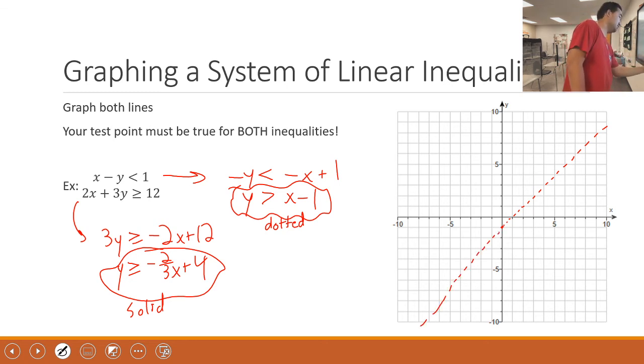There we are. Oh, shoot. Almost a straight line. Okay, and then negative 2/3 x plus 4. So down 2 over 3. We're going to do a solid line for that one.